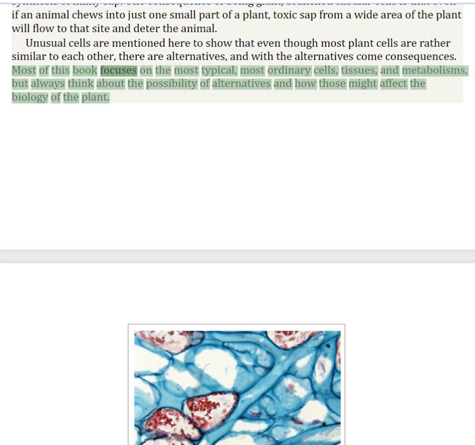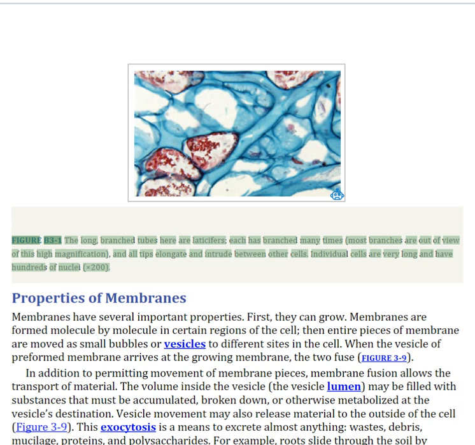Most of this book focuses on the most typical, most ordinary cells, tissues, and metabolisms, but always think about the possibility of alternatives and how those might affect the biology of the plant. Figure B3.1. The long, branched tubes here are laticifers, each has branched many times, and all tips elongate and intrude between other cells. Individual cells are very long and have hundreds of nuclei.